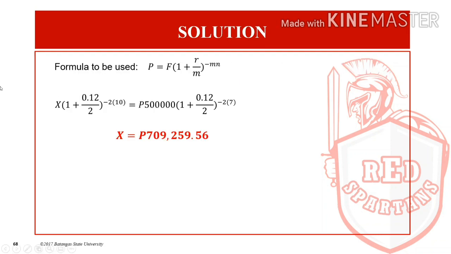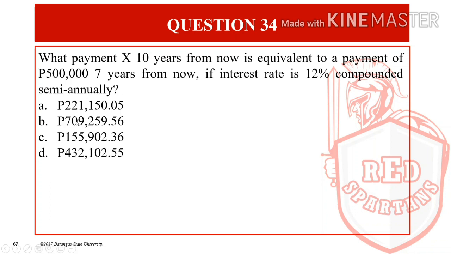Yan. So, ibig sabihin yung payment X is equal to, multiply sa 1 plus 0.12 over 2, since siya ay 12% compounded semi-annually, raised to negative 2 times 10 is equal to 500,000, multiply sa 1 plus 0.12 over 2 raised to negative 2 times 7 years. Then, makukuha natin na value ng X is equal to 709,259.56. So, answer natin is letter B.